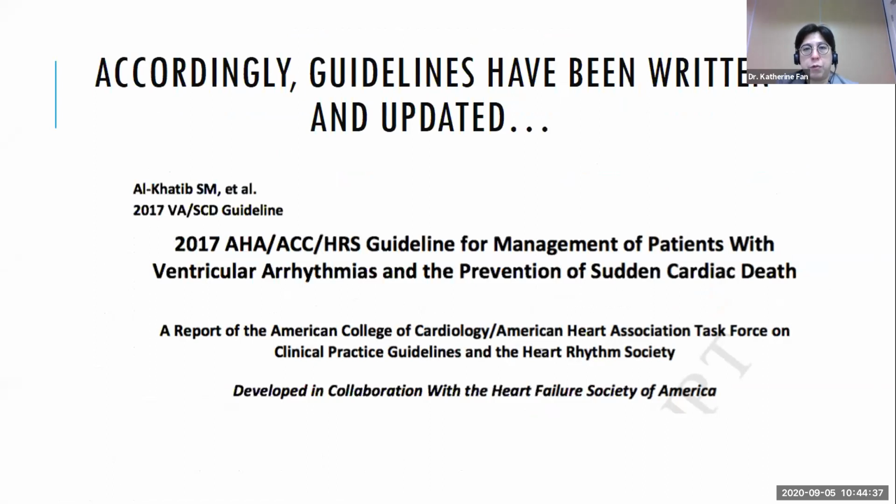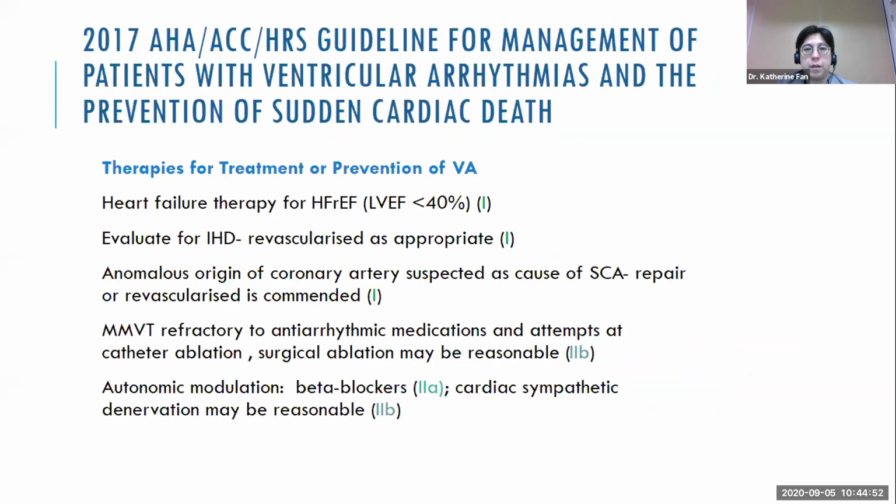Accordingly, over the years, guidelines have been written and updated. And I'm going to concentrate a bit more on the most recent one, the 2017 AHA-ACC-HRS guideline for the management of patients with ventricular arrhythmias and the prevention of sudden cardiac death. This is a very well-written paper, and it actually starts with a lot of therapies recommended when we are treating patients considered at high risk of sudden cardiac death. Mainly, we have to titrate heart failure therapy, evaluate for ischemic heart disease, any possible anomalous origin of coronary arteries, and the additional management of monomorphic VT: refractory antiarrhythmics, and whether we should consider catheter or surgical ablations, and even autonomic modulation.